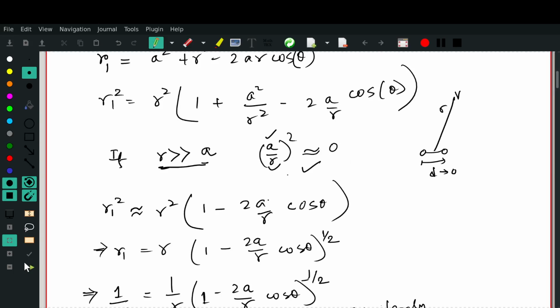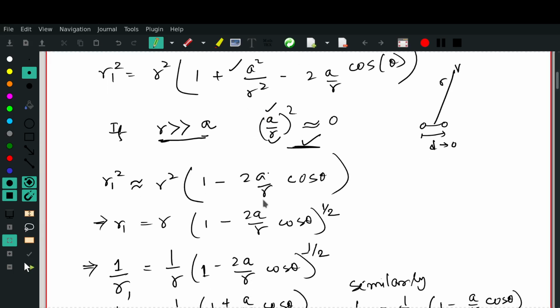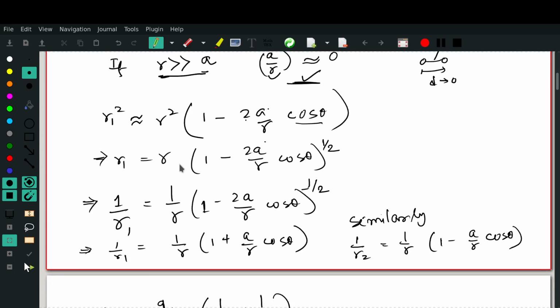So this is some approximation that all the books do. What we are doing right now is we are just neglecting this term, right? And the rest of the term here is 2a by r cos theta. Okay, and we can take a square root. So this sign means we are approximating. Okay, so r1 is given by r times 1 minus 2a by r cos theta to the power half. Yeah, this is the square root.